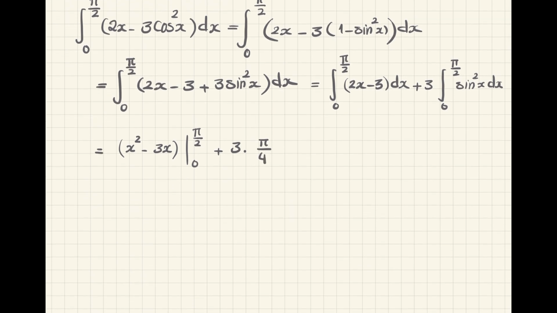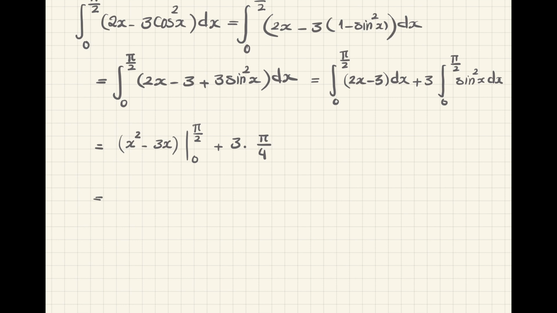And then what I do, I put pi over 2, so it becomes pi over 2 squared over 2... minus 3 pi over 2. I have to put 0 as well, but when I put 0, everything vanishes, so minus 0 I don't need to write. And then I will have plus 3 pi over 4. And now if I want to simplify that, it becomes pi squared over 4 minus 3 pi over 4. So for example, I can factor a pi over 4 out, then it becomes pi minus 3. So that would be the final answer.